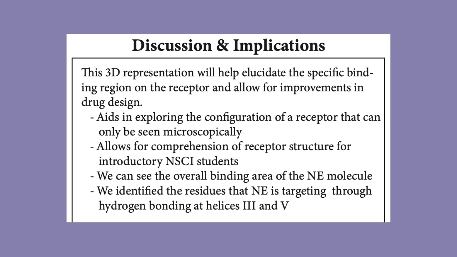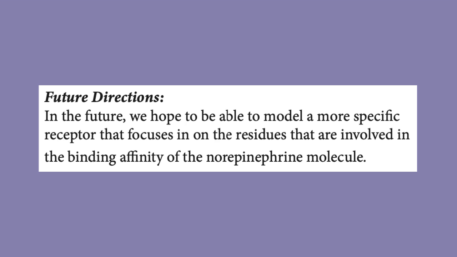We can see the overall binding area of the norepinephrine molecule, and also identify residues and norepinephrine targets through hydrogen bonding at helices 3 and 5. In the future, we hope to be able to model a more specific receptor focusing in on the residues involved in the binding affinity of the norepinephrine molecule.